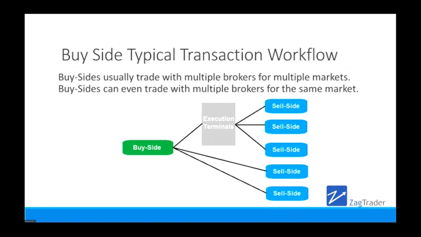Okay, now when we talk about, let's see the workflow of the buy side. So the buy side usually trade with multiple brokers for multiple markets. So they can also trade with multiple brokers for the same market. So you can see the workflow there. So the buy side can actually trade with multiple brokers for the same market. They can also trade for multiple markets. They can also trade with multiple brokers for one market.